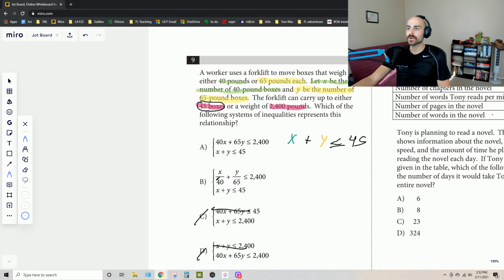And now it's about creating the right system of equations based on the second idea here. Because X is the number of 40-pound boxes, and we're considering the total weight, which needs to be less than or equal to 2,400, the question is, are we going to be multiplying by 40, or are we going to be dividing by 40? Well, if you have 2 boxes, that's 80 pounds. If you have 3 boxes, that's 120 pounds. So what that tells us is that we're actually multiplying 40 and X, and that would give us A. And that automatically would eliminate B.